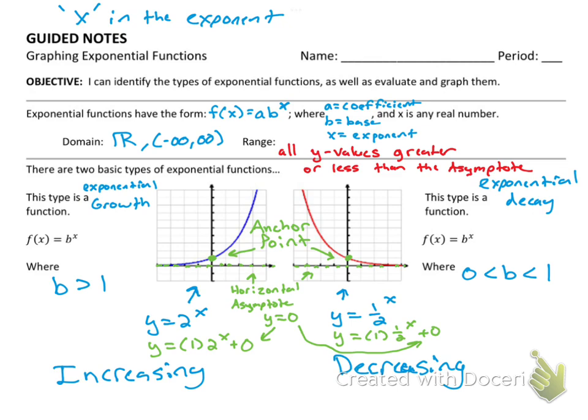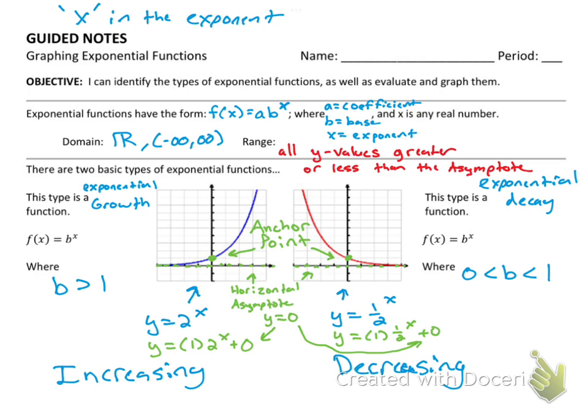This example right here is the function 2 to the x power, okay? So that 2 is greater than 1, right? It can be anything at 1.1 and up, okay? We'll say if it's 1 to the x power, it's just a horizontal line, okay?